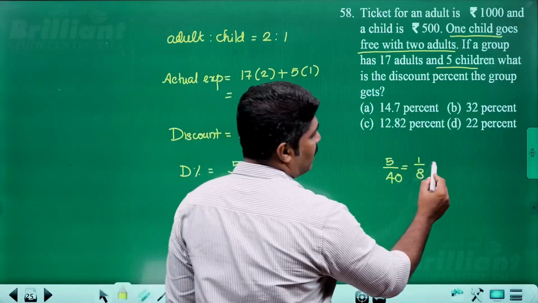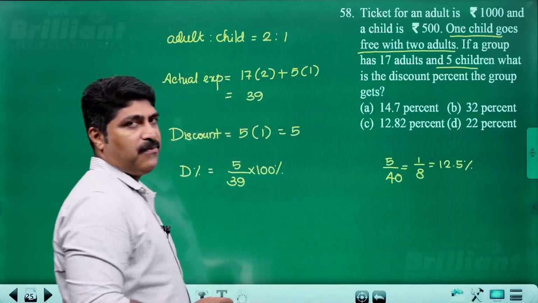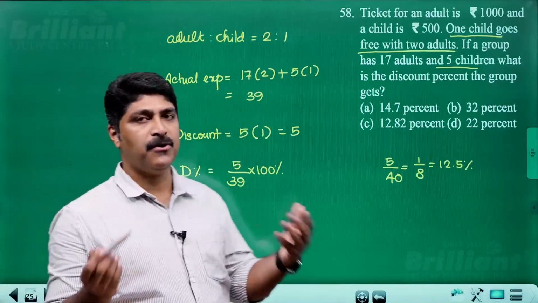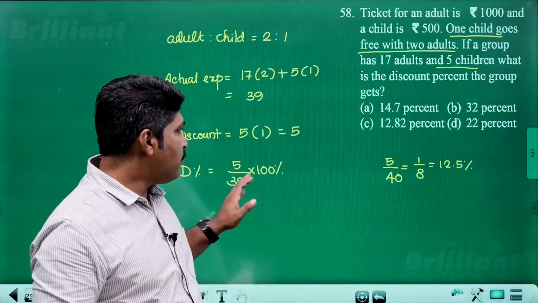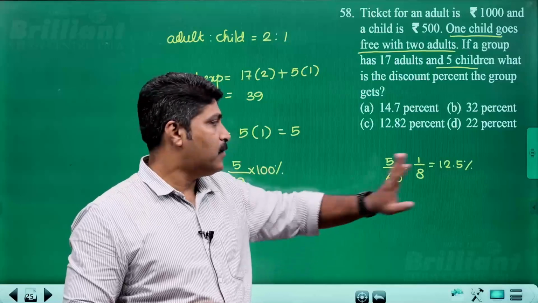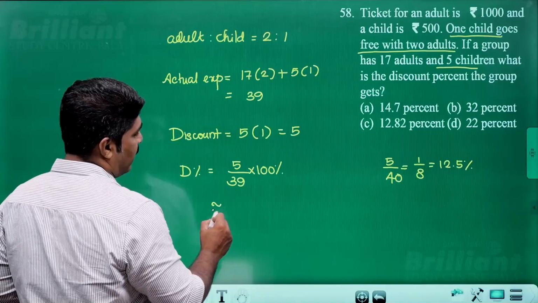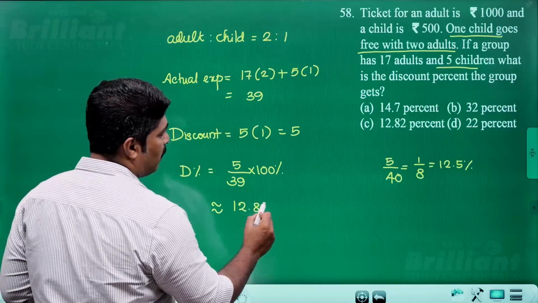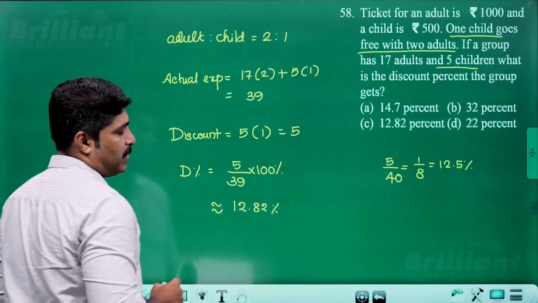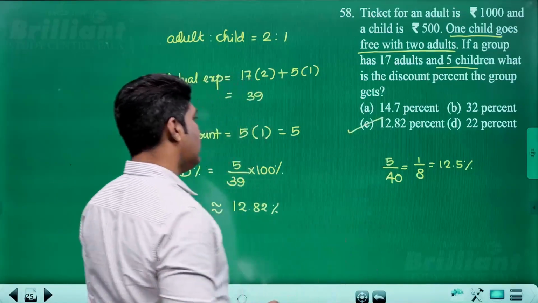So what is 1 by 8? Which is equal to 12.5%. It's a quite familiar value. As we know, 1 by 4 is equal to 25%, and 1 by 8 is exactly half of that. So our answer is very close to this value. So 12.5 is what we can take as a convenient figure, and from the options that is equal to 12.82%. Correct? 12.82%. So the answer is option C.